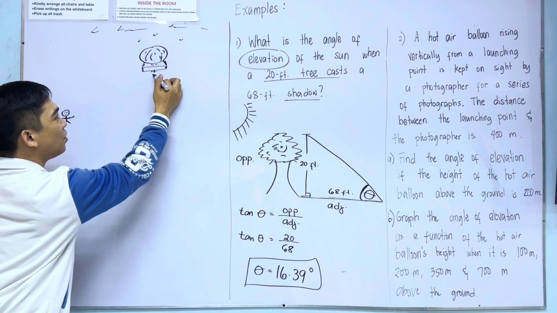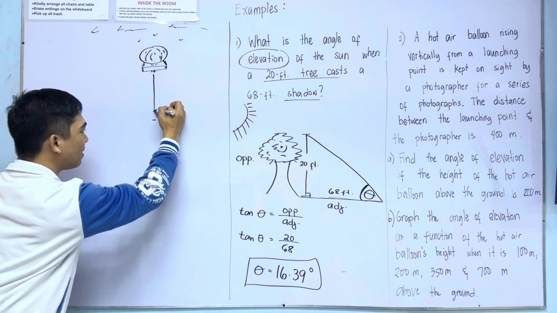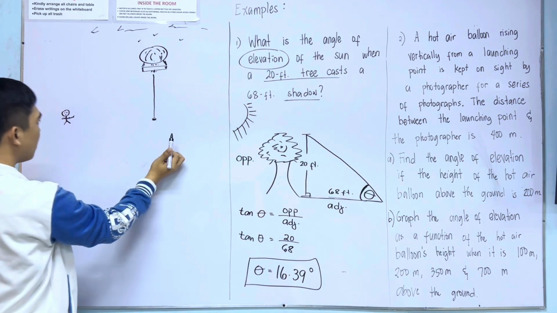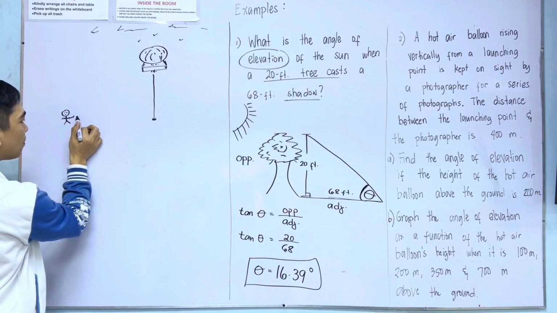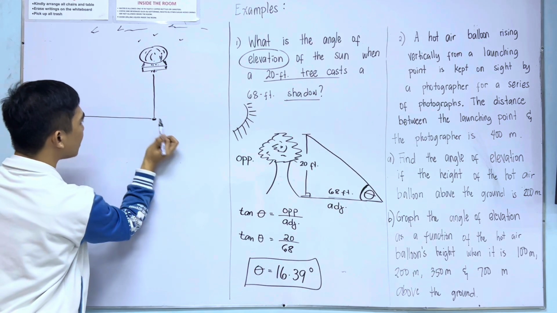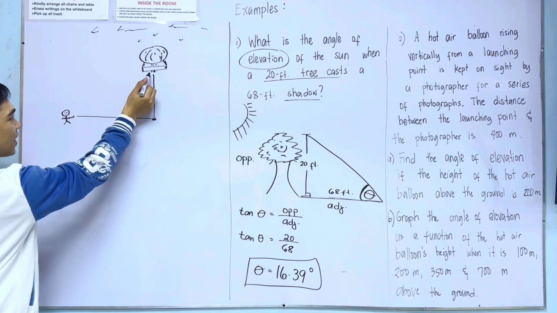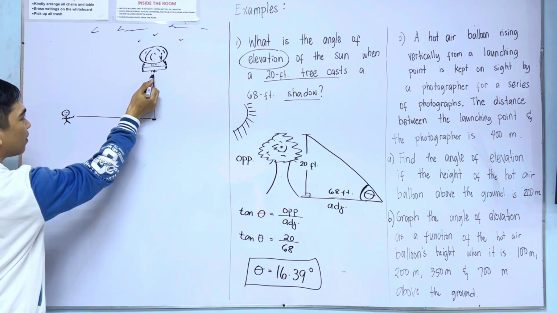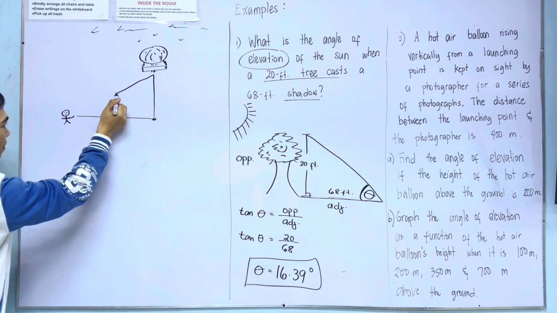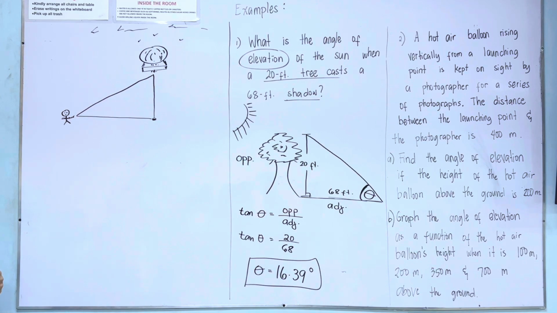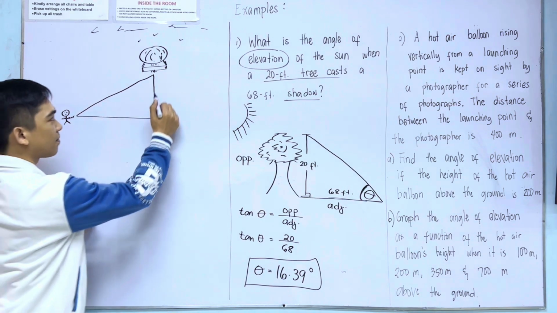O, vertical daw siya. Paakyat. Dito yung starting point natin. Tapos nandito yung photographer. Ayan. Dito yung camera niya. Tapos, ito na ngayon yung triangle na mapo-form. Okay, paangat.